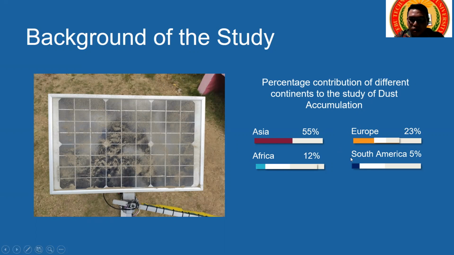So we have here a percentage contribution of different continents in the study of dust accumulation. Particularly in Asia, we have high dust accumulation, 55%, compared only to South America, 5%. That is notably because South America has cold countries, whereas in Asia we have many tropical countries, specifically in our country, the Philippines.